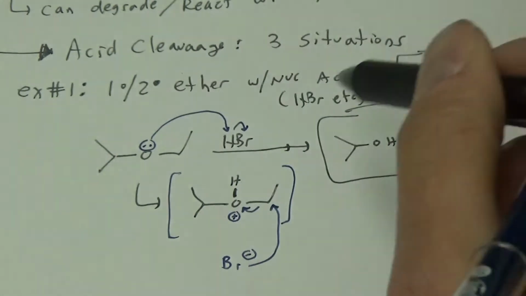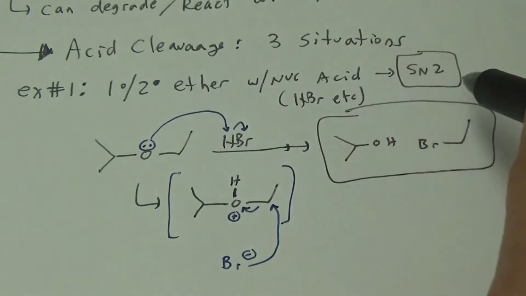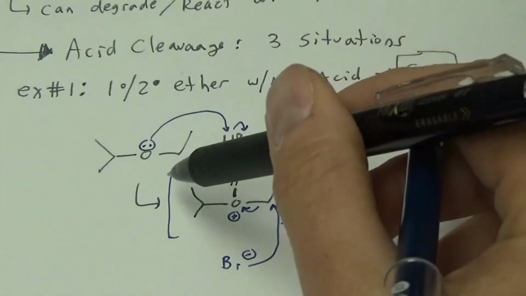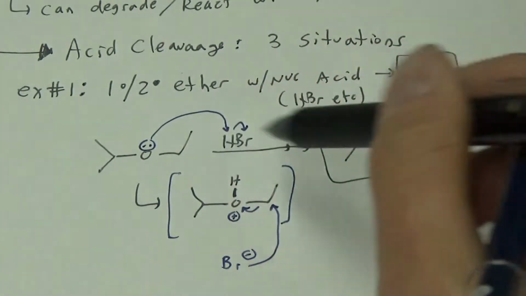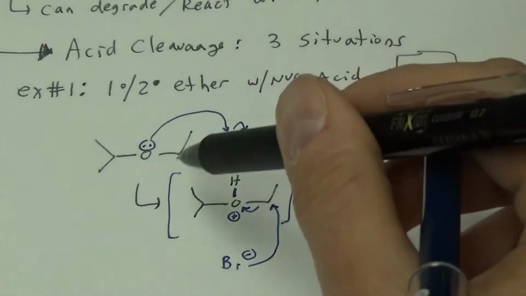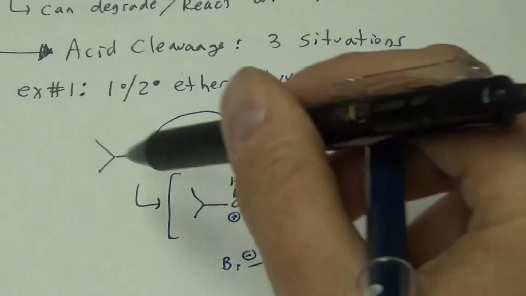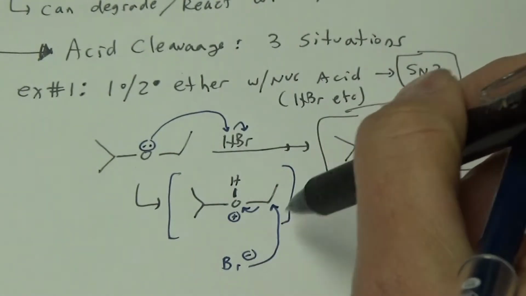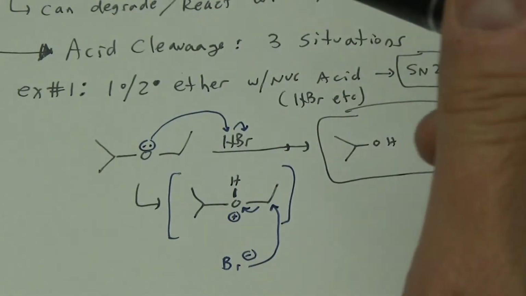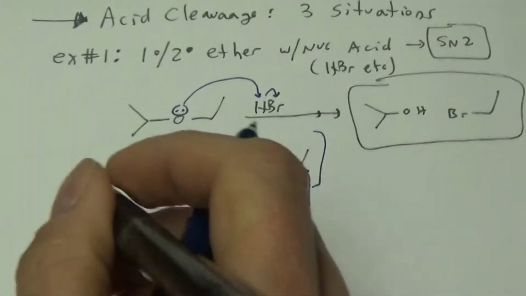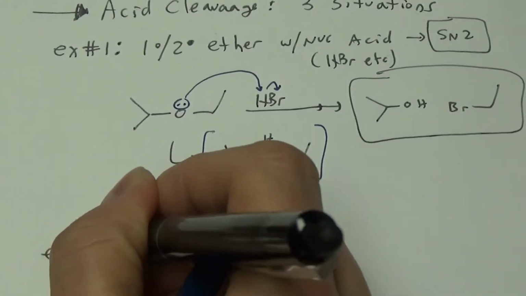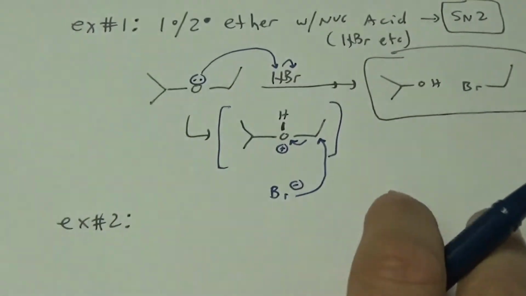Like a primary, secondary ether with a nucleophilic acid. If you did a primary/primary ether, like diethyl ether, it would do the same thing. But I'm trying to show an environment where we have a difference. We have a secondary on one side, primary on the other. The nucleophile attacks the primary side. Okay? Next, we have three different situations. I try to simplify these and we're always going to be within these three situations.